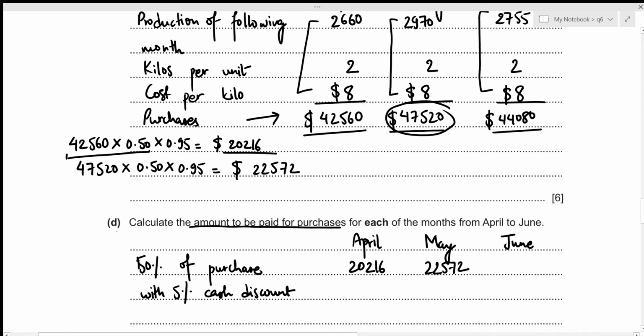And now for the month of June, we have the total purchases of 44,080. And we only pay 50% of this, and we only pay 95% of this amount. So that's 0.95, which results in the value of 20,938.